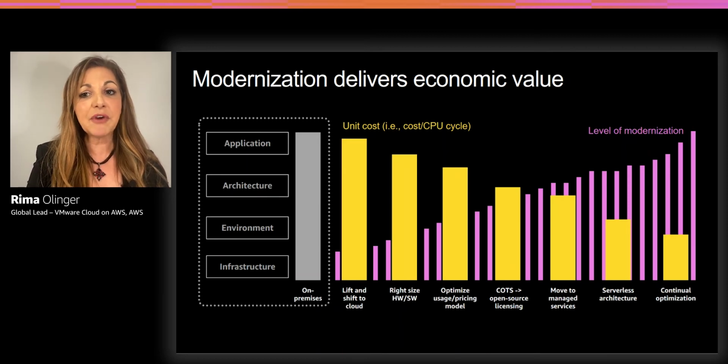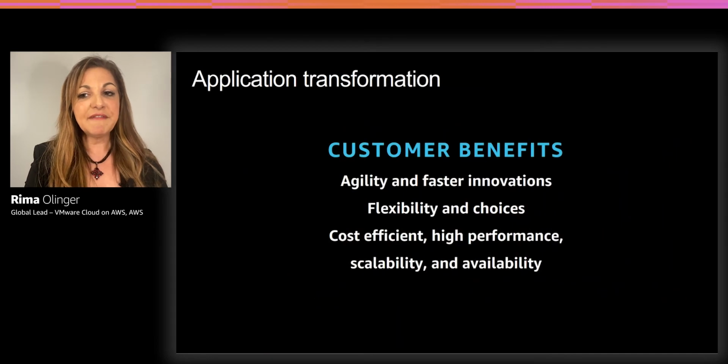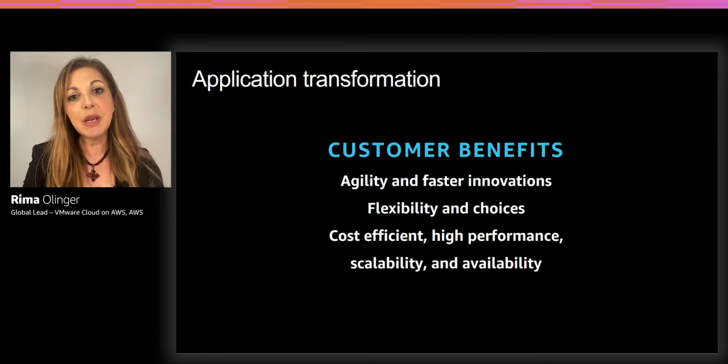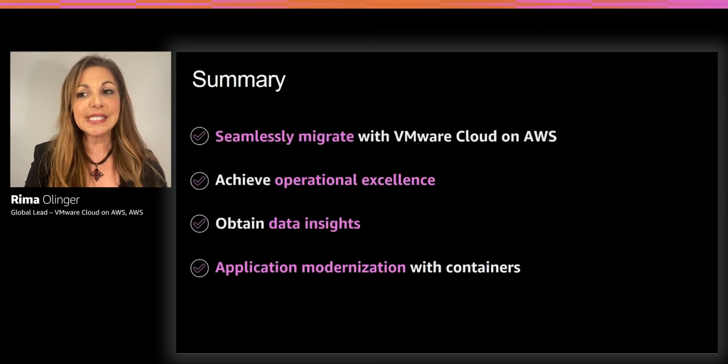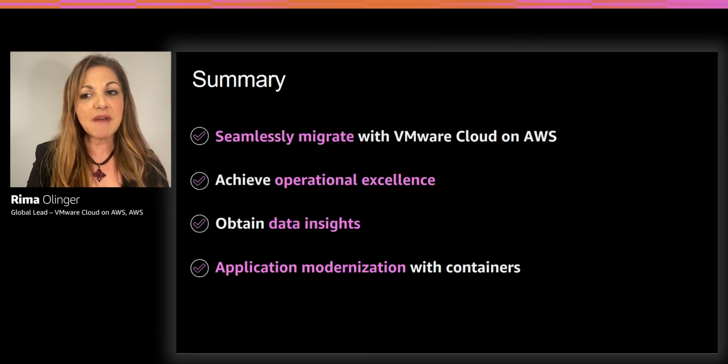Again, the benefits that we see for our customers include agility and faster innovations, flexibility in the choices they make as they modernize their application, performance and cost efficiency, as well as scalability and availability. So in summary, customers' modernization journey starts with the first step of relocating their VMware workloads to VMC. Once migrated, customers can take full advantage of the 100 or now close to 200 actually after re:Invent native AWS services to modernize their applications in the three areas of operational efficiency, data analytics, and application transformation.